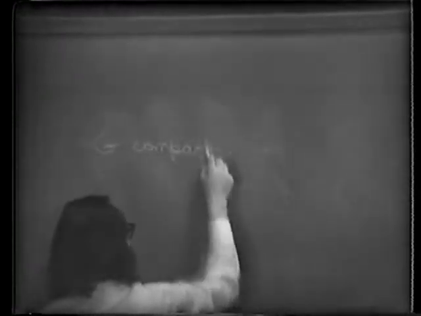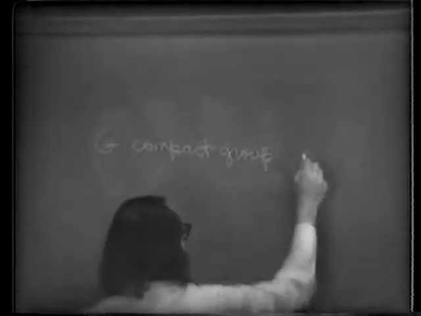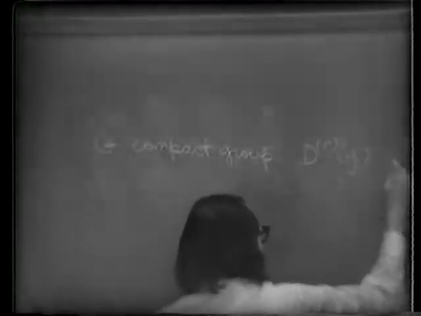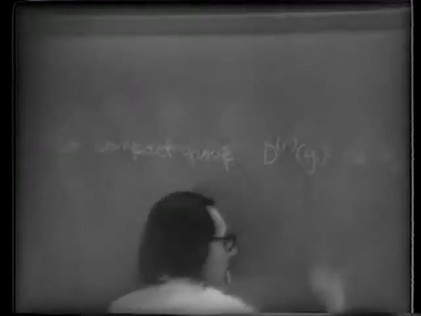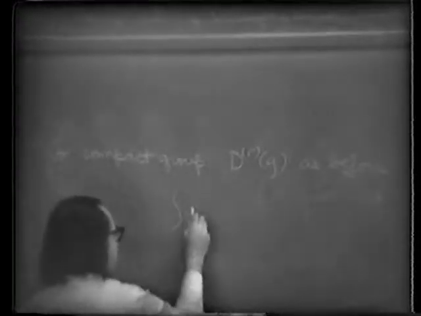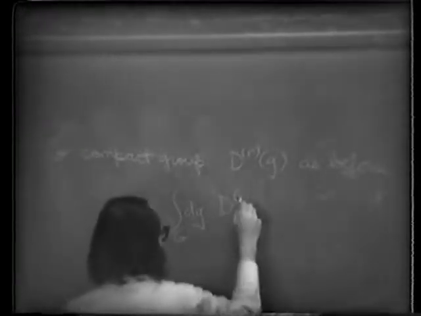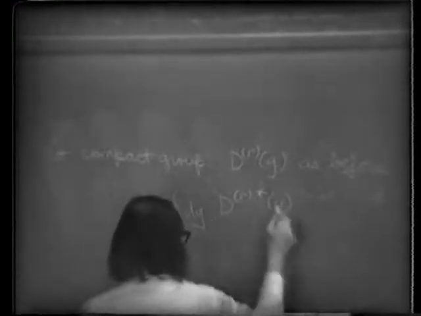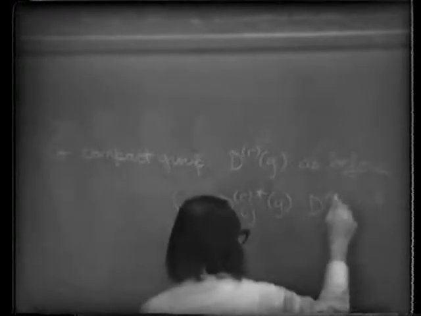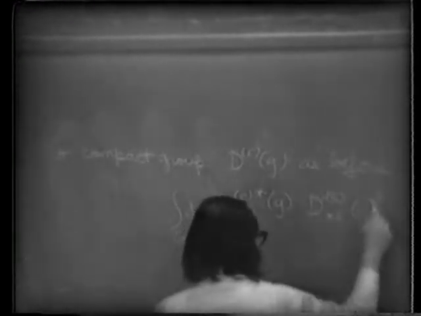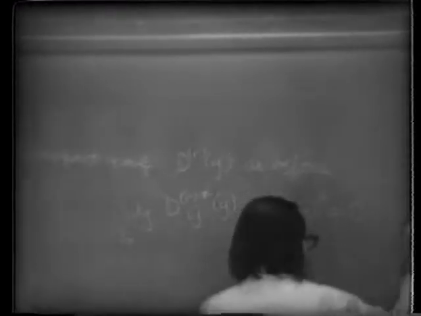Theorem. This is the so-called orthogonality theorem. Let G be a compact group, D^R as before. There is a way of integrating over the group called integration dG. You put coordinates on the group and you have a little Jacobian determinant there. You integrate over the whole group, such that the integral dG of D^R star of g, ij, times D^S, kl of g equals 0 if R is not equal to S. In fact, you also know what it is when R equals S, but I don't need that for the theorem.